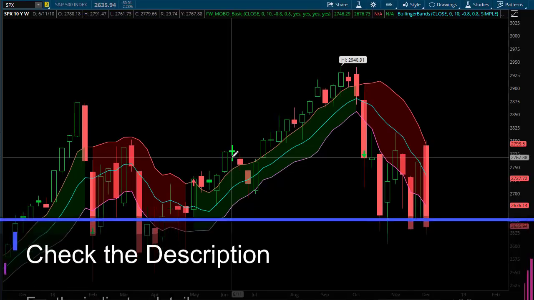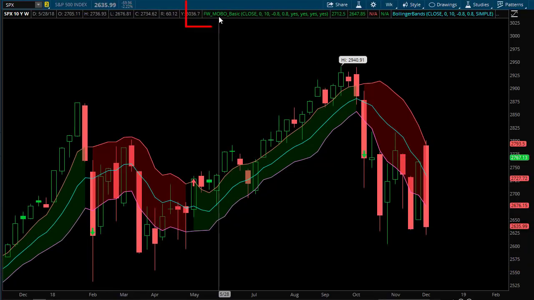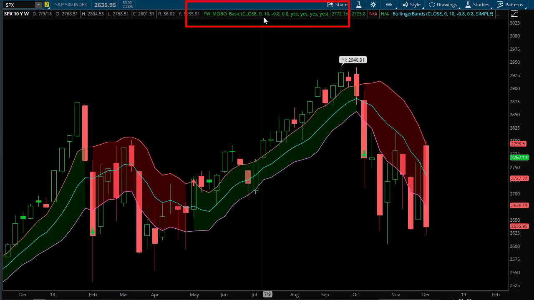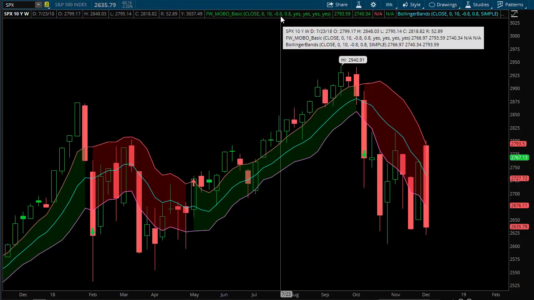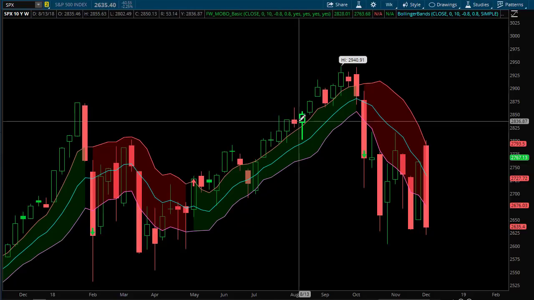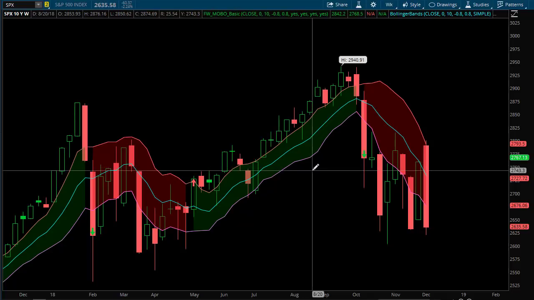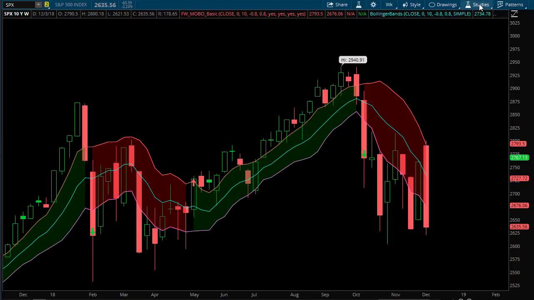If you're in the ThinkorSwim platform, you can bring up the FW MOBO Basic, and you can actually see the parameters here. That uses a 10 period Bollinger Band with 0.8 standard deviation for the band. The top band is plus 0.8 standard deviations and the bottom is minus 0.8 standard deviations. And I have the 10 period moving average on here.